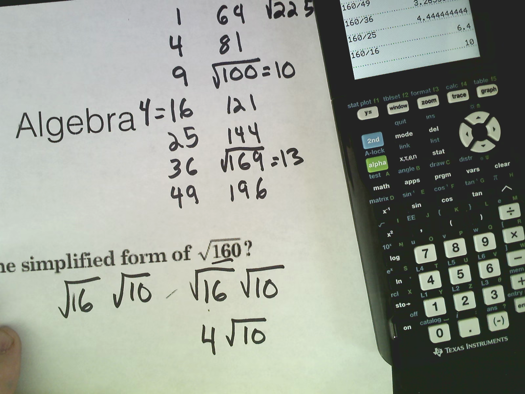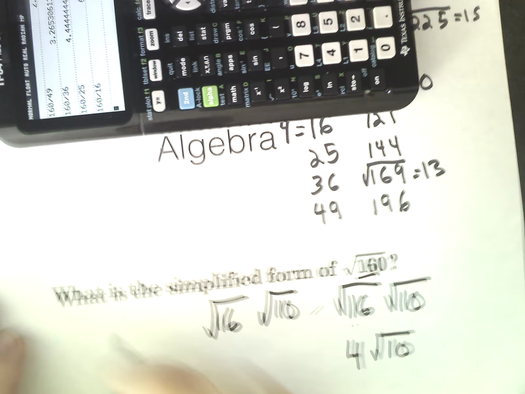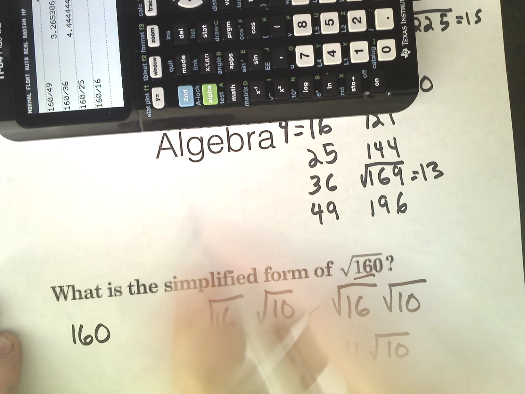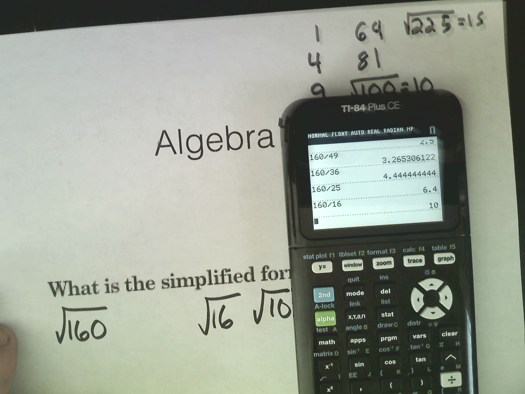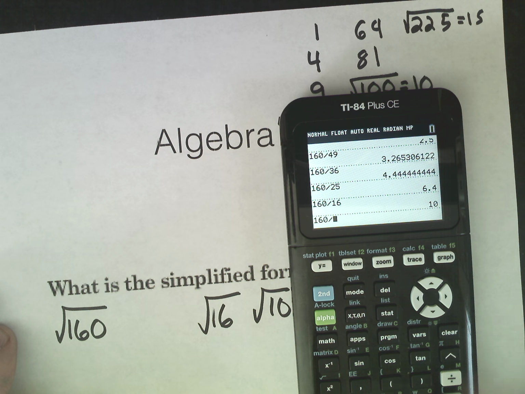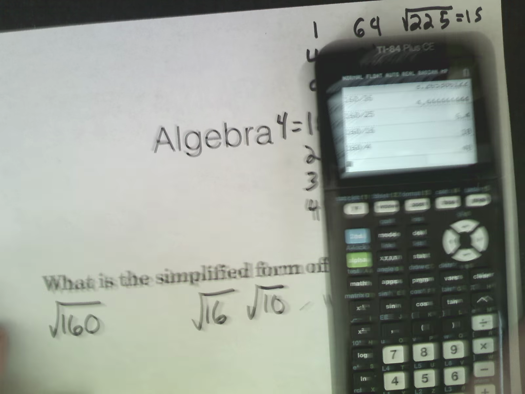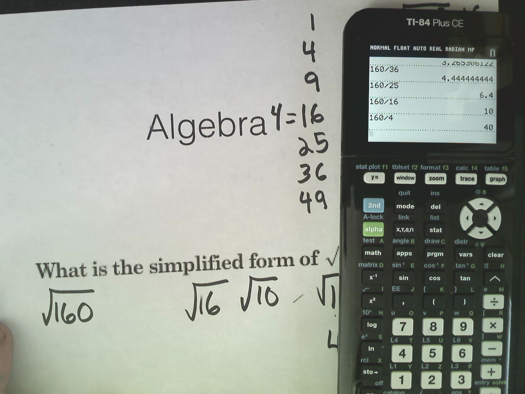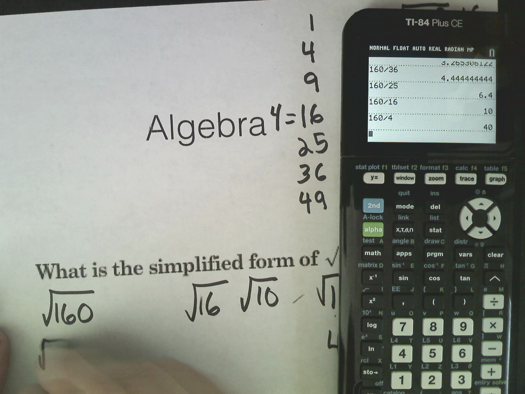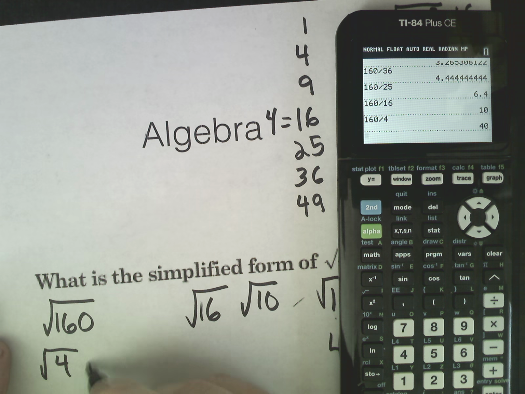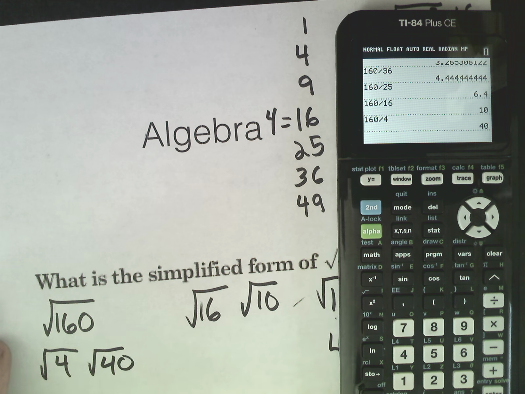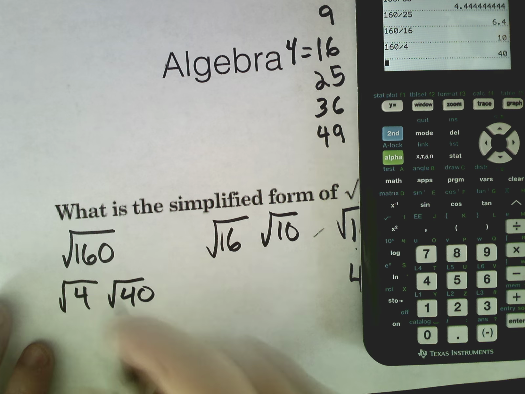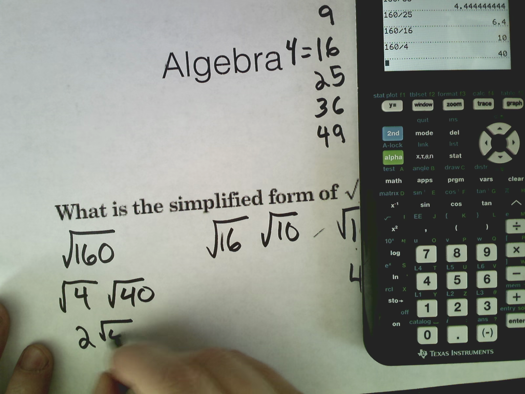Some of us may not. Another thing, someone may say, well, I could take 160 and divide it by, I'm going to pick a number, 4. I'm going to start with a lower number and go up. Well, 160 divided by 4 is 40. So I'll have the square root of 4 and the square root of 40. Okay, that's good. Square root of 4 is just 2, square root of 40.